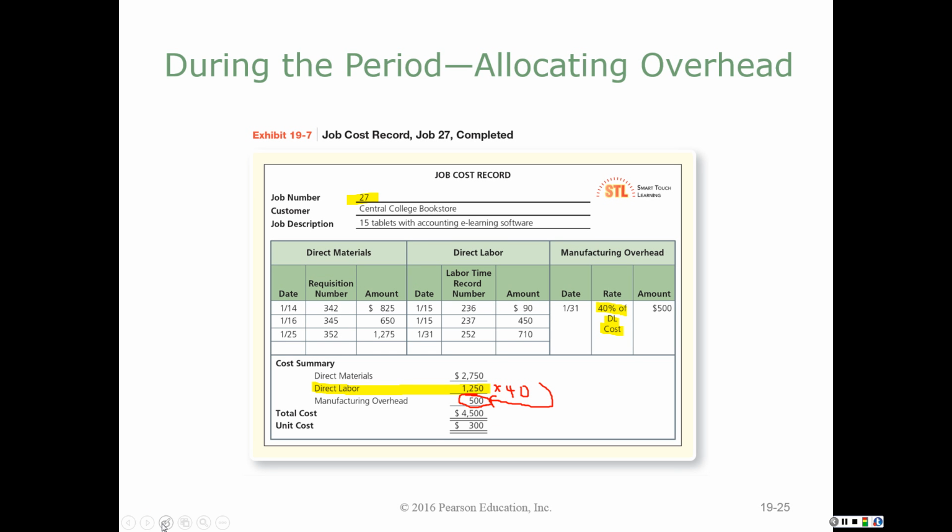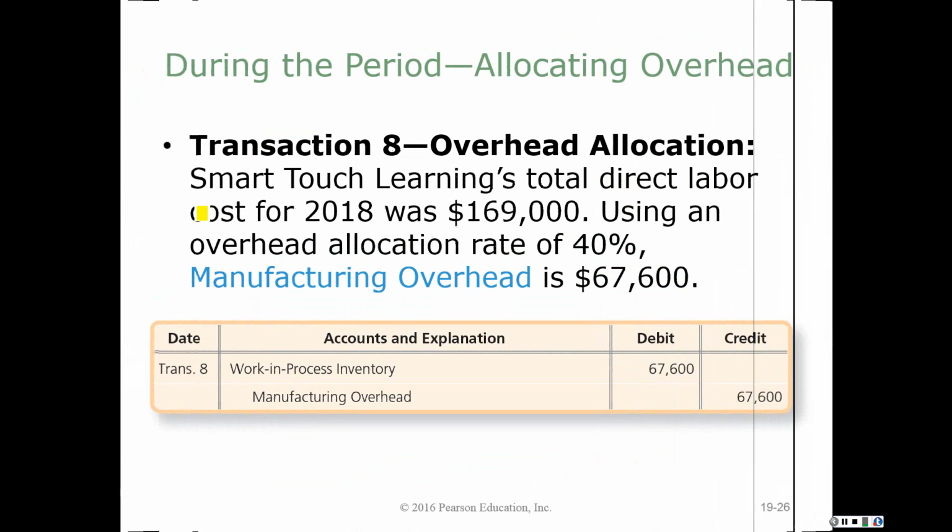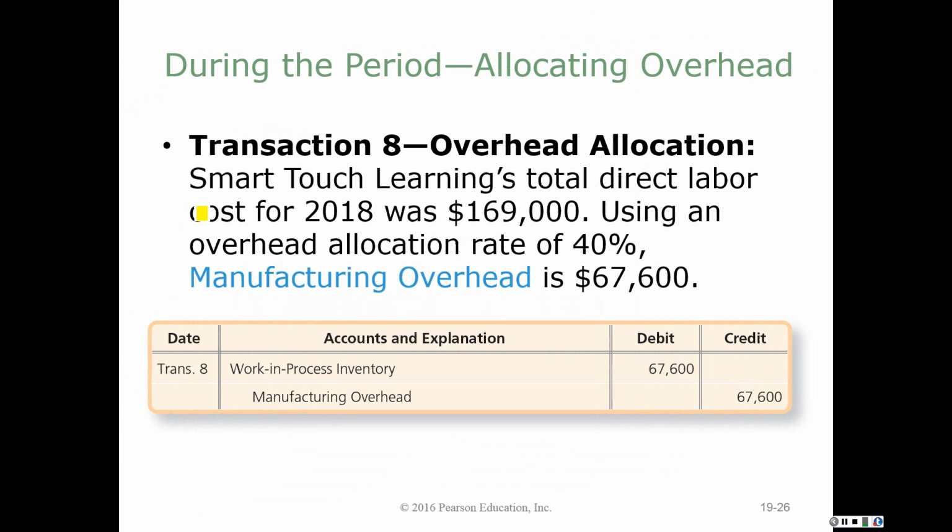Because I need to know the completed cost of this job of $4,500 so that I know that the unit cost is $300, and I know how much I can move to finished goods inventory when this job is complete. I don't want to wait until the end of the year. I can't wait until the end of the year. This job is ready to move. So I'm using my predetermined overhead rate to calculate manufacturing overhead.